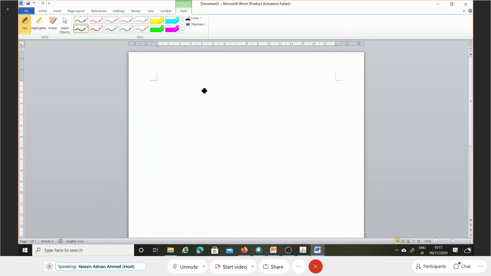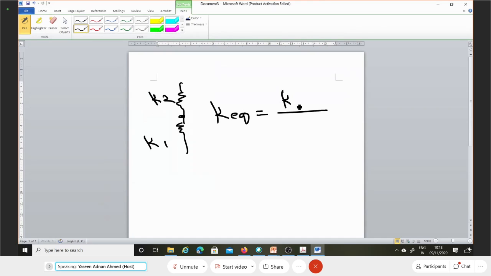So it means that if you have springs connected in series like this, if one is K1 and the other is K2, then your equivalent K will be K1 K2 divided by K1 plus K2. Remember, this is like resistors, but actually opposite to resistors. If your springs are connected in series like this, your equivalent K will be like this.